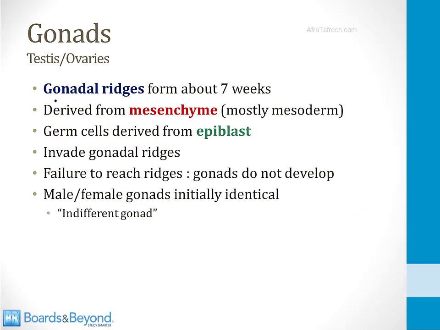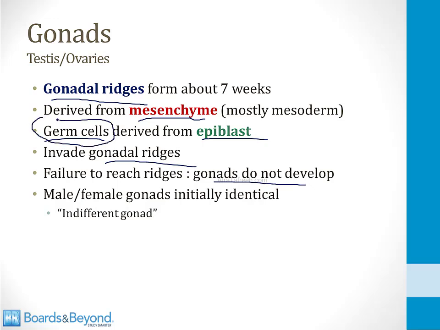There are structures in the embryo called gonadal ridges that form at about 7 weeks. They are derived from mesenchyme, which is embryonic connective tissue made up mostly of mesoderm. The germ cells, which will eventually develop into sperms and eggs, are derived from epiblast cells. The epiblast is one of the two layers of the bilaminar disc in early embryo development. These germ cells will invade the gonadal ridges, and if they don't reach the ridges, the gonads will never develop. So a key element is that germ cells which come from the epiblast have to migrate and invade the gonadal ridges. And initially, the male and female gonads in the embryo are identical.